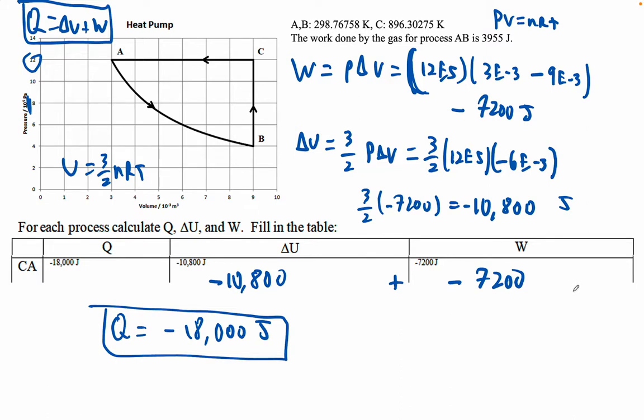All right. So now we've figured out for every single process Q, delta U, and work. Okay? Which is kind of cool.